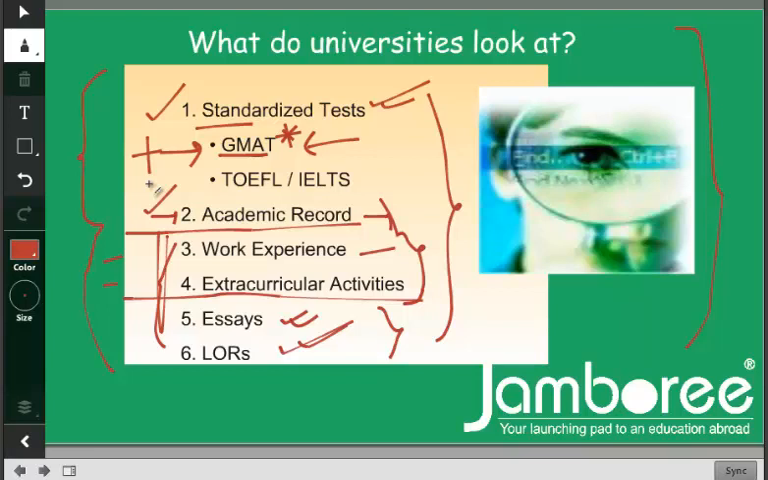If you are a university topper, if you are extremely good, that is definitely a very strong profile, right? That shows that you have done it in the past, that you are a good student. But if your academic record is not as good as it should have been, you can still compensate for it by getting a high GMAT score.